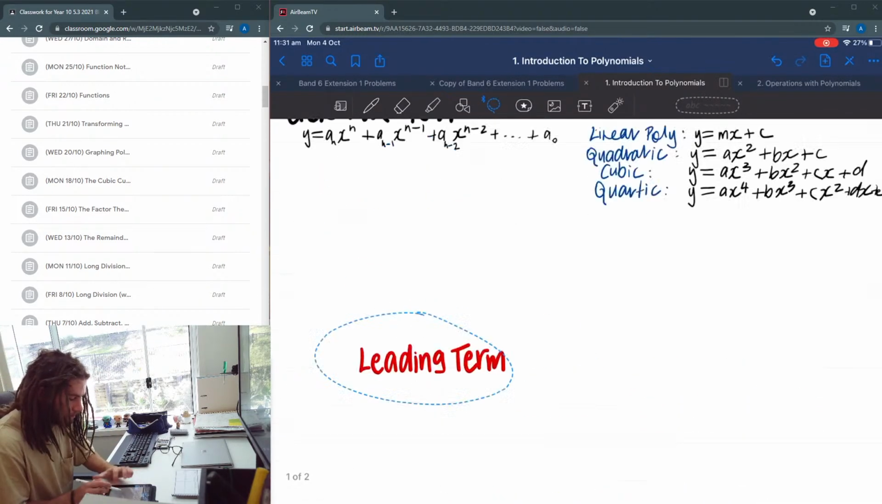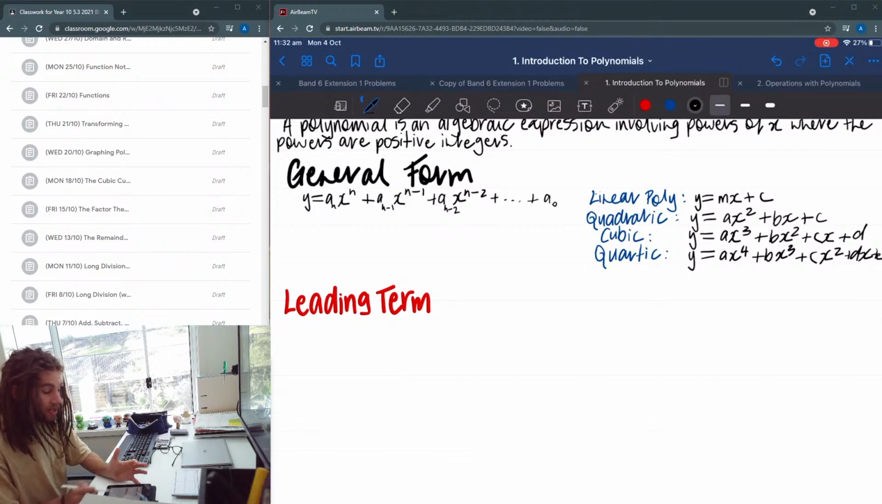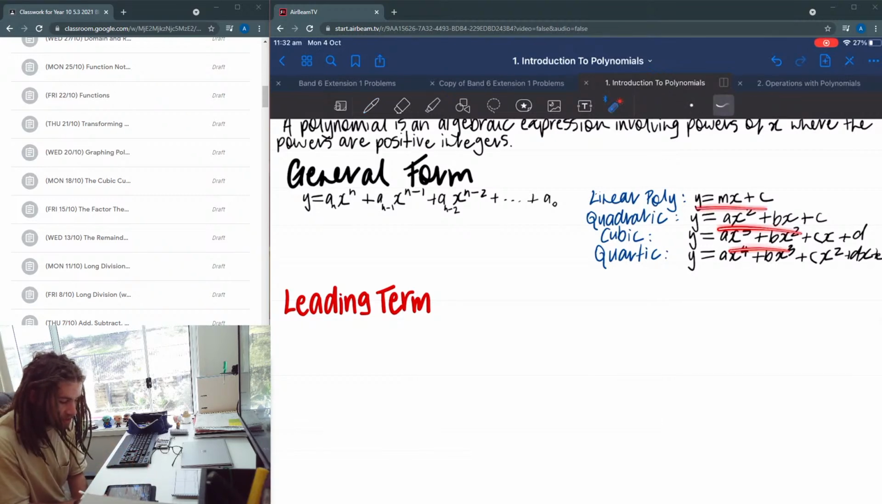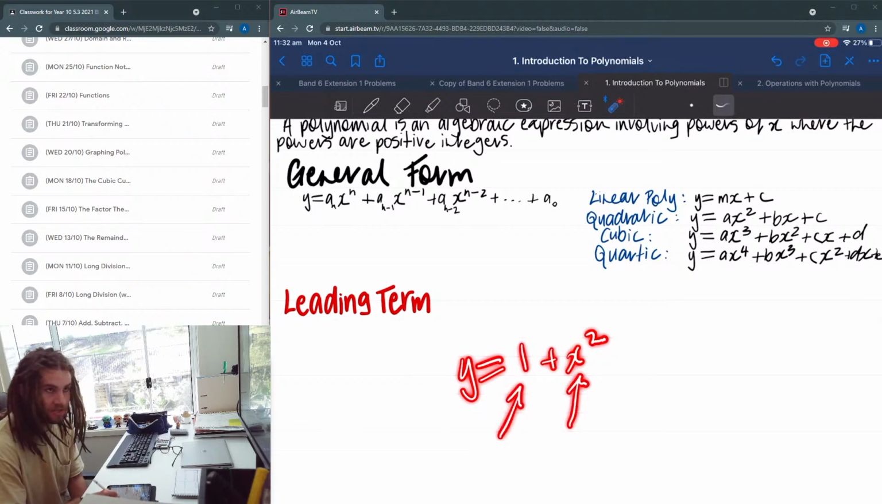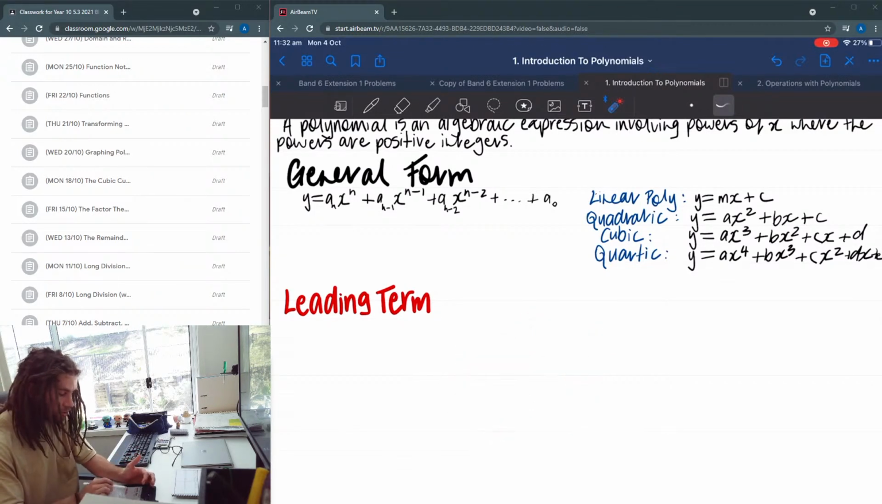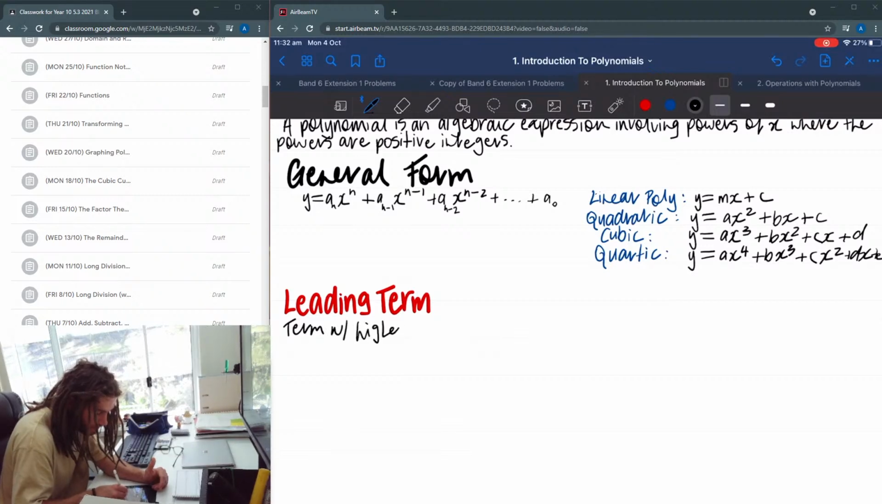And here they are. So my leading term, what does that mean? Well, the leading term you might think of as the first term, and yeah, that's right. But what you'll notice in each of these expressions is that my first term is always the one with the highest power. That's not always the case. Like a question might give you y equals 1 plus x squared. My highest power is this term here. I'm not going to call this my leading term just because it's sitting first. You call the leading term the term with the highest power.